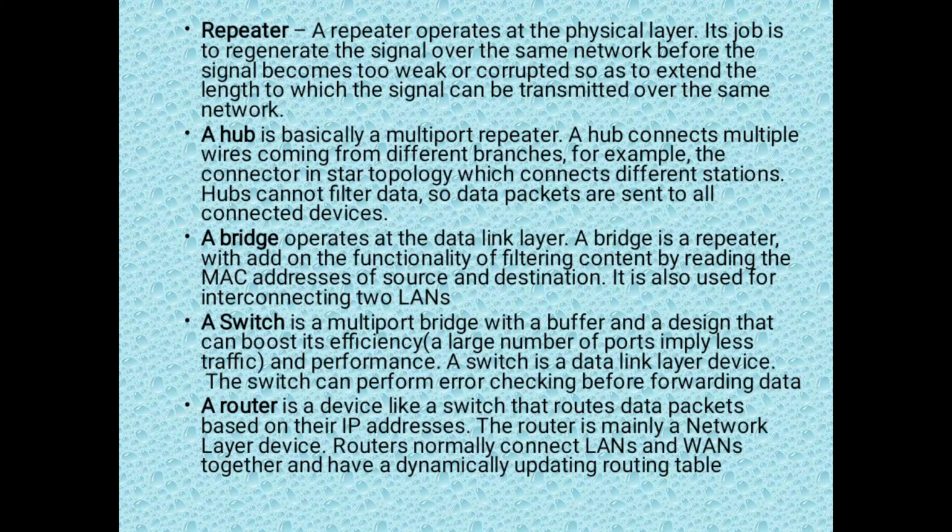A bridge operates at the data link layer. A bridge is a repeater with add-on functionalities of filters, reading the MAC address of the source and the destination. It is used for interconnecting two LANs. A switch is a multi-port bridge. I repeat, a switch is a multi-port bridge with a buffer, and it is used to hold the data which they send through the switch. A switch is a data link device. A switch can perform error checking as well as traffic control before forwarding the data.